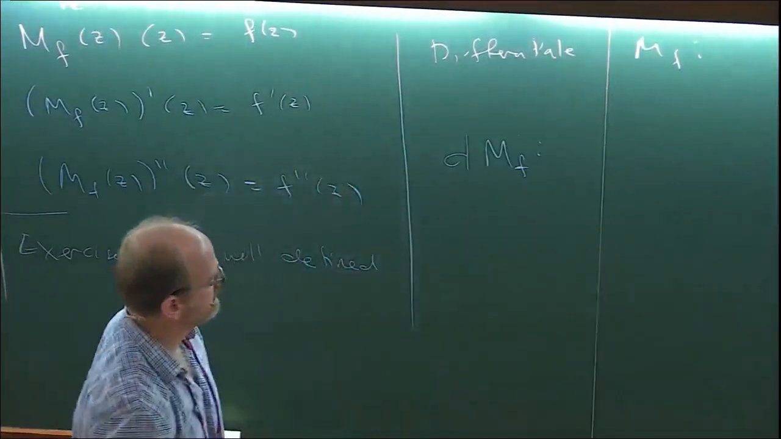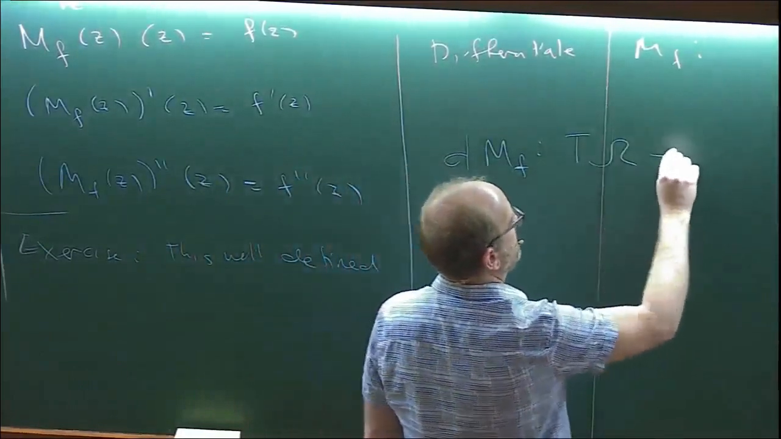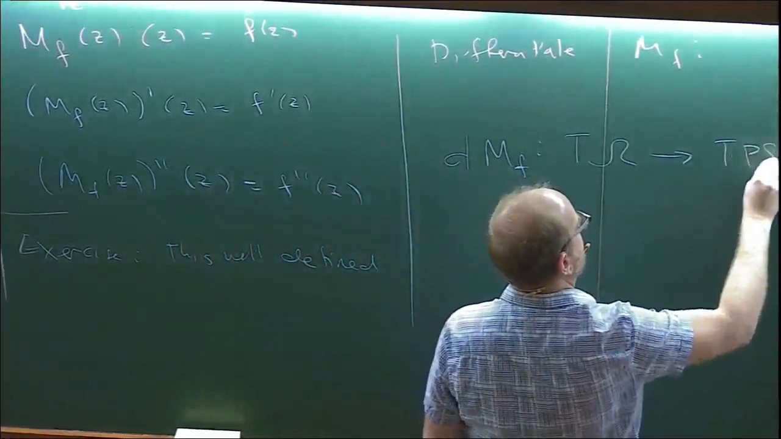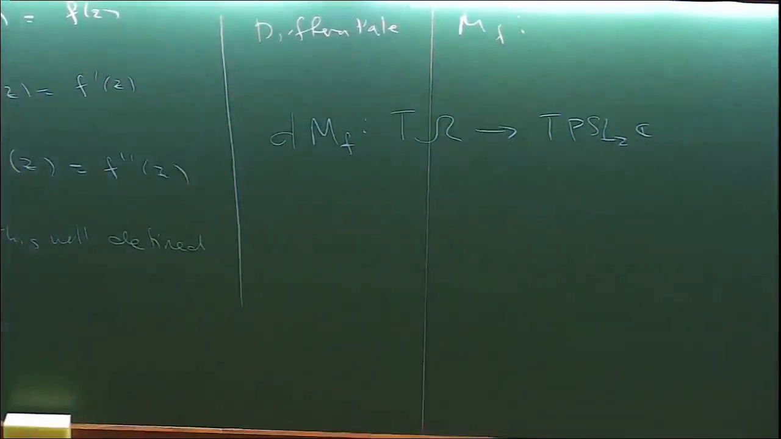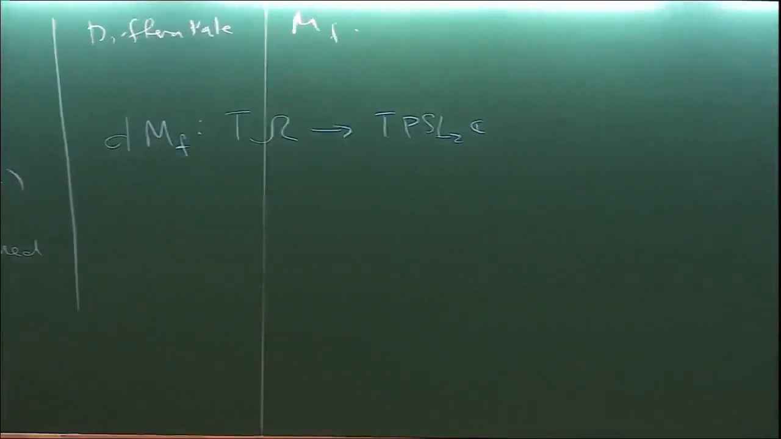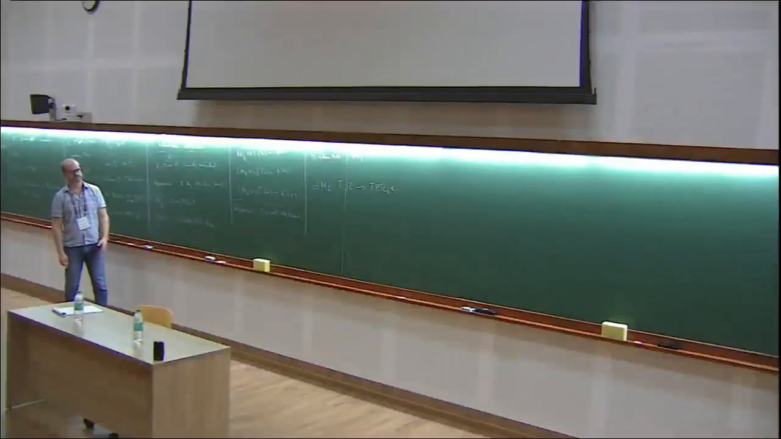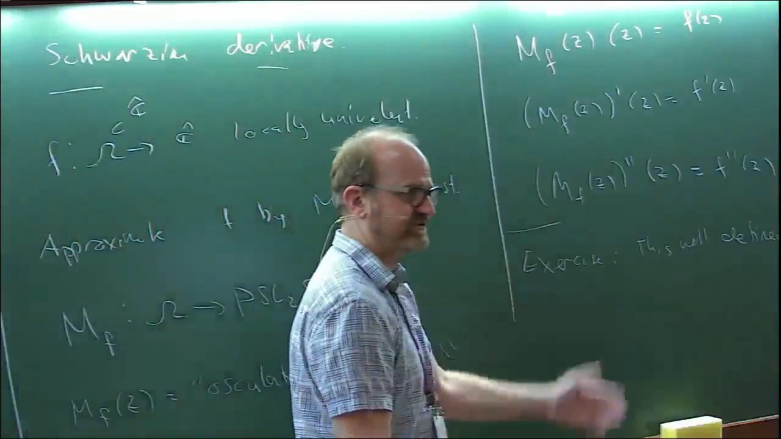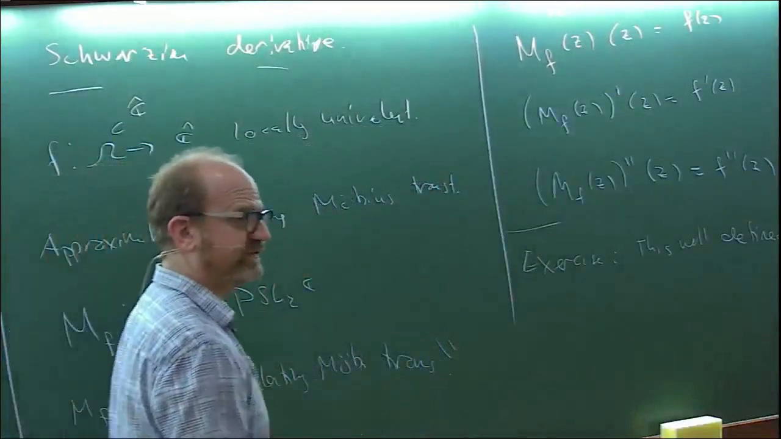Okay, so what is the derivative going to be? It's going to be a map from the tangent bundle of omega to the tangent bundle of the Lie group PSL2C. And in some sense, this is the Schwarzian derivative. Now, if you've seen the Schwarzian derivative defined before, it's usually just given as some equation in terms of f, and it's usually thought of as a function. But this is one way of thinking of what the Schwarzian derivative is.